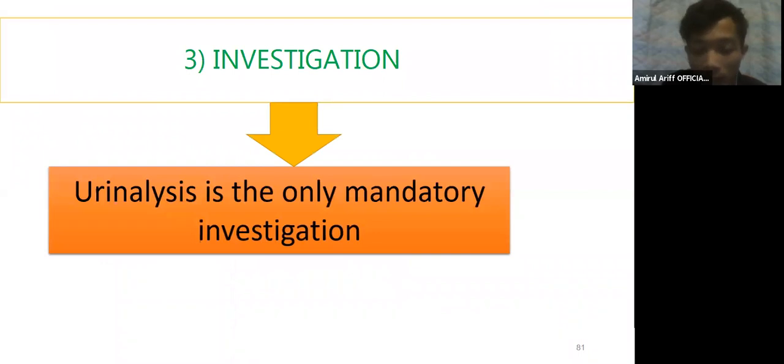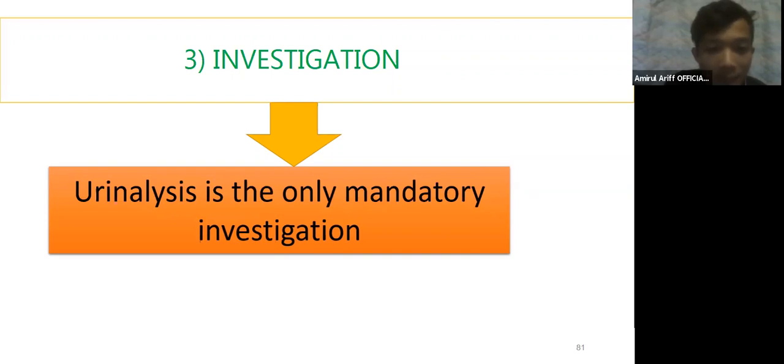So that's about physical examination. Just now we talked about history and physical examination, so we might get an idea regarding what caused the enuresis, and we might exclude all the possible diagnoses that may cause the enuresis. So now we want to do investigation.